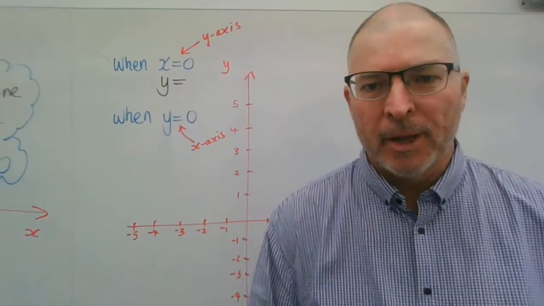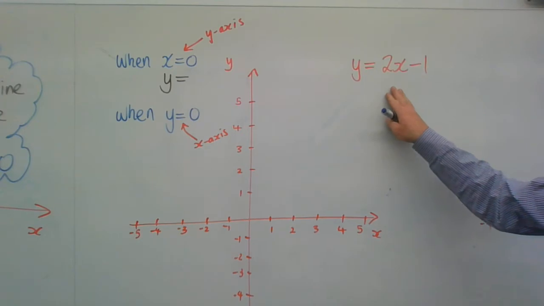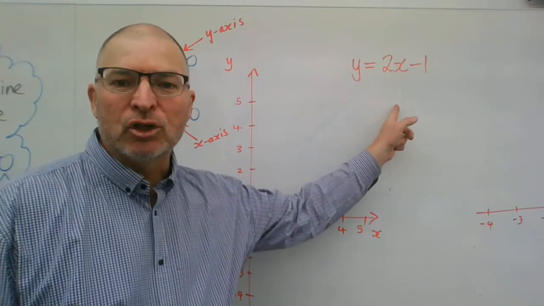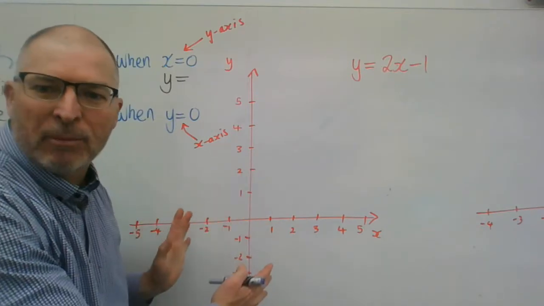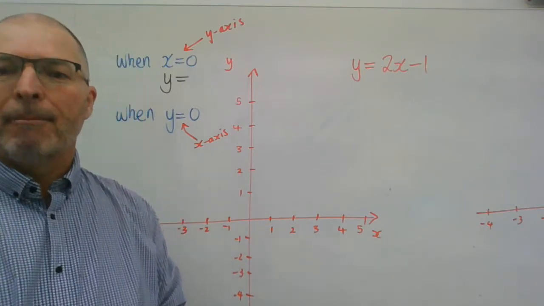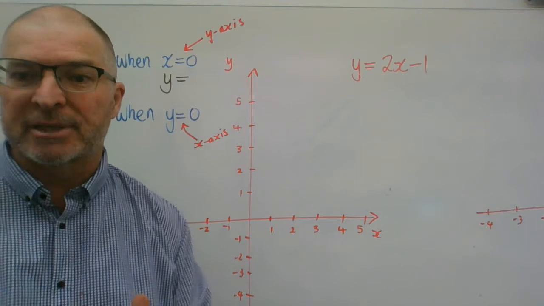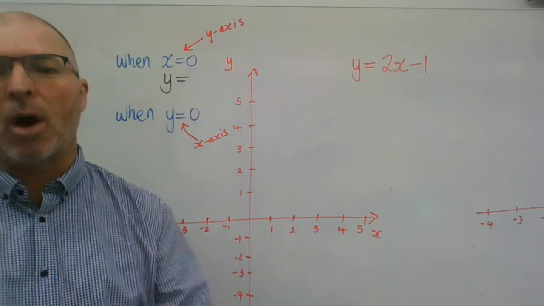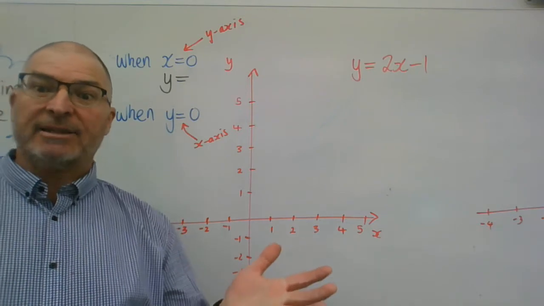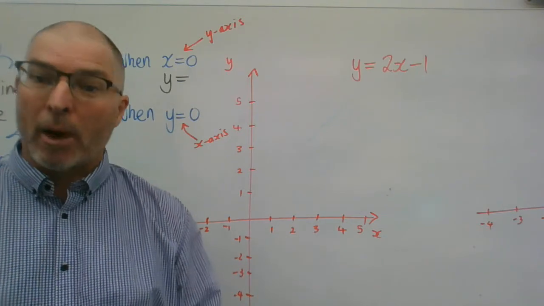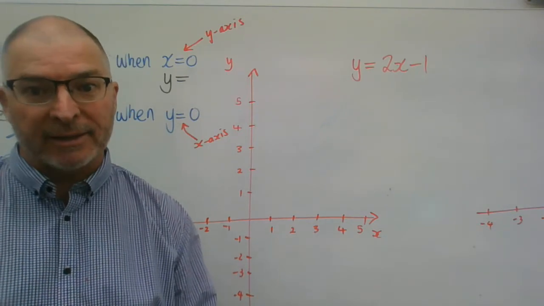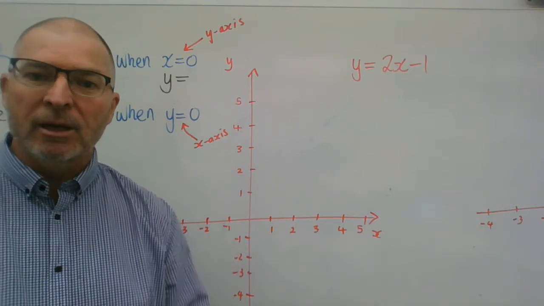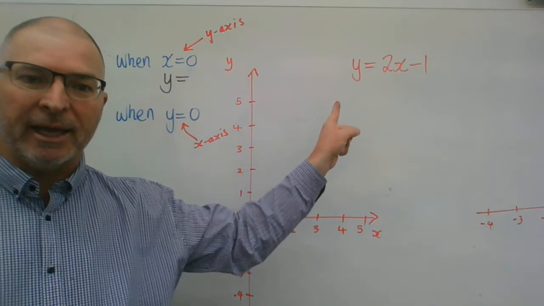All right then, here's an equation. y equals 2x minus 1. We've got to sketch y equals 2x minus 1 onto this number plane, and we're going to do it by finding the intercepts. The intercepts are just where the line crosses the x and the y-axis. Where it crosses the x-axis is the x-intercept. Where it crosses the y-axis is the y-intercept. So we're going to use the finding intercepts method to sketch this line here.